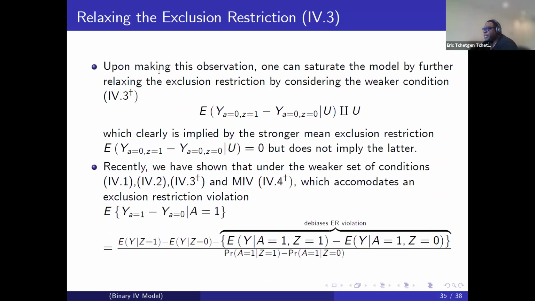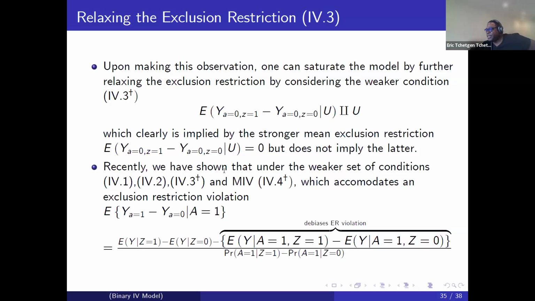And so upon making this observation, one can saturate the model by relaxing IV3 dagger, the exclusion restriction, by the following assumption: that the direct effect of Z on Y, Y_A equals 0, is monotone in U, is independent of U, and I'll restate this in a second in a more interpretable way, which clearly is implied by the stronger exclusion restriction, but does not imply the latter. This is much weaker. This allows for Z to affect the counterfactual outcomes, so therefore relaxes the exclusion restriction, but says that the effect cannot depend on the unmeasured confounding. So a substantially weaker restriction than the exclusion restriction.